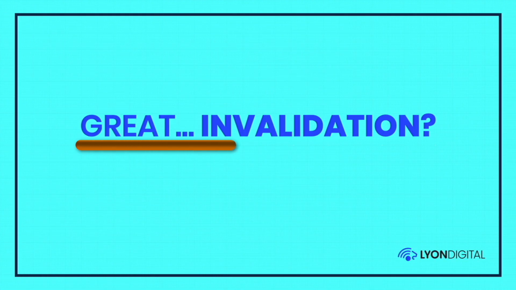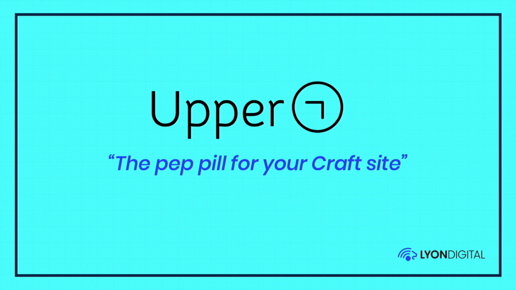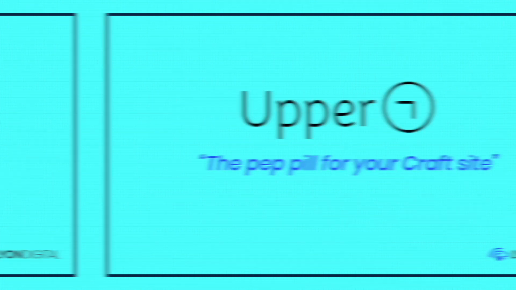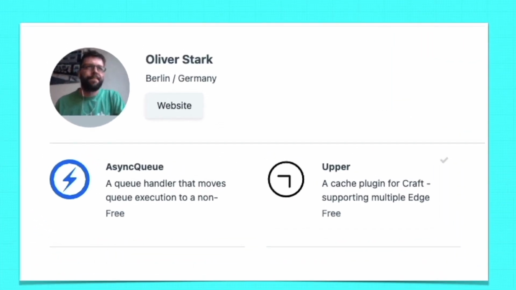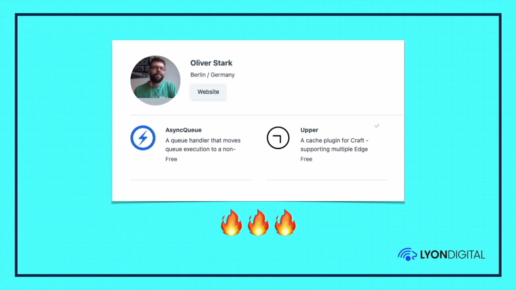You may publish new content, and unless Cloudflare knows that there's been a change, it's going to keep serving the old stuff. So there is a plugin called Upper. It's actually a couple of plugins, but the one I'm using here is Upper for your Craft site. It's written by Oliver Stark for Fort Rabbit. He's got these two plugins, and they're both fantastic. The async queue is awesome, and you should definitely be using that to offload your background jobs. And then Upper is the one that works with Cloudflare and a few other proxies.